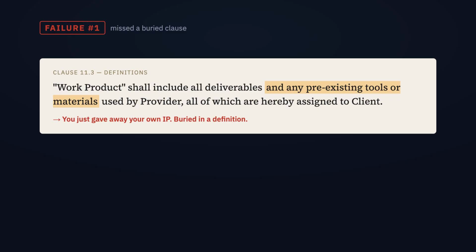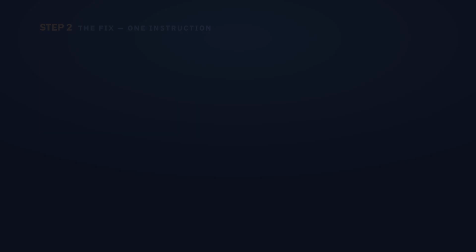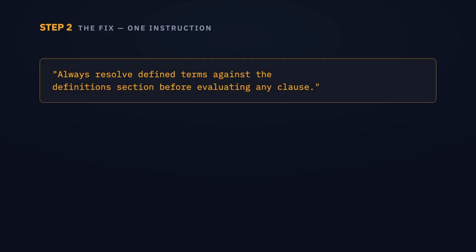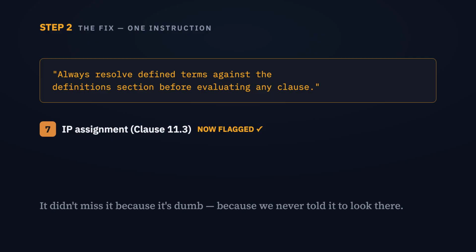A human junior associate misses this too, by the way. It's buried in definitions. The fix teaches you the most important prompt engineering lesson of this video. The model didn't miss it because it's dumb. It missed it because we never told it to cross-reference the definition section against the assignment clause. One added instruction: always resolve defined terms before evaluating any clause. And watch, now it catches it and explains exactly why it's dangerous.